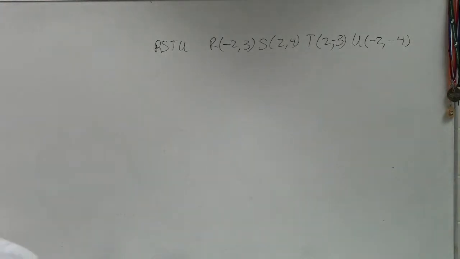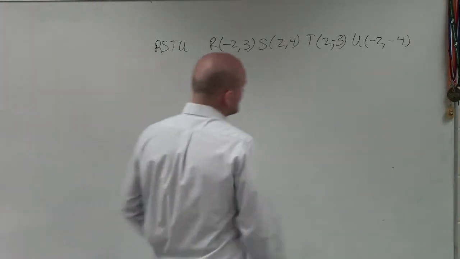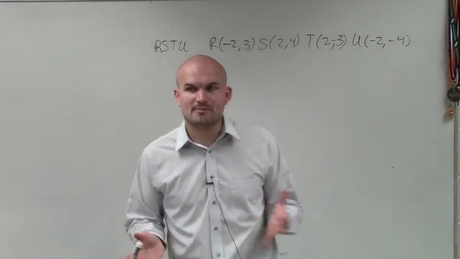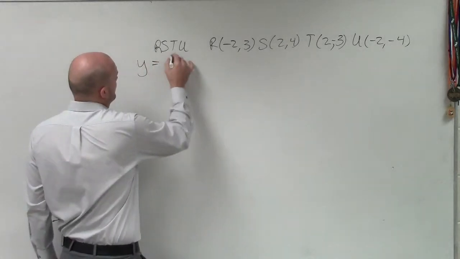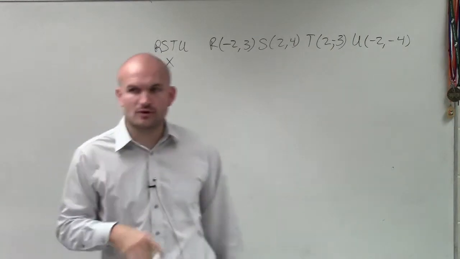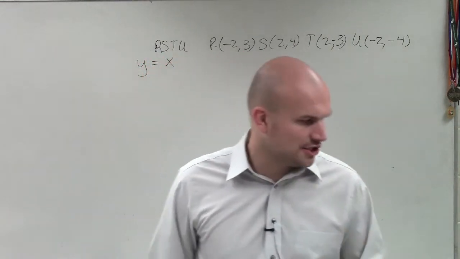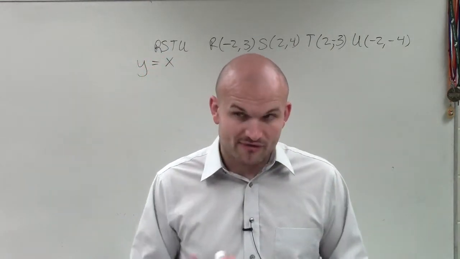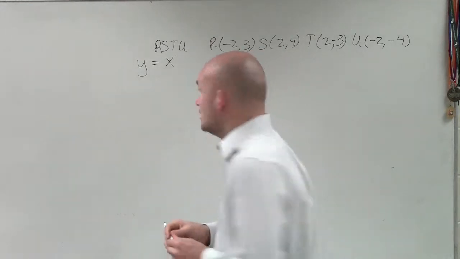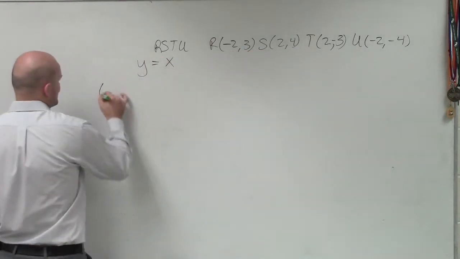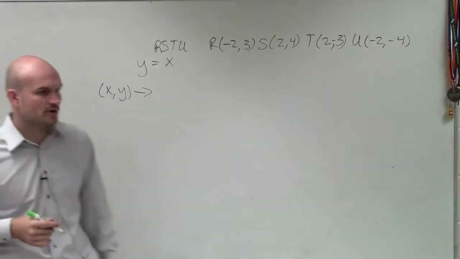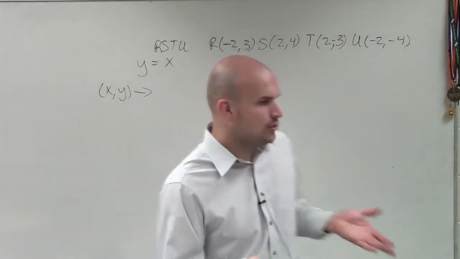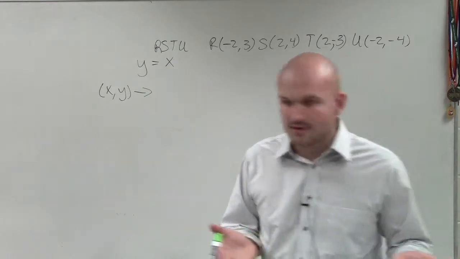OK. So guys, what we're going to do is they want us to reflect this over the y equals x line. So there's a couple things that we learned last class period when talking about reflections over the y equals x line. The first thing is when we have a coordinate point, it could be a rogue coordinate point, meaning by itself, or it could be a coordinate point that makes up a parallelogram.